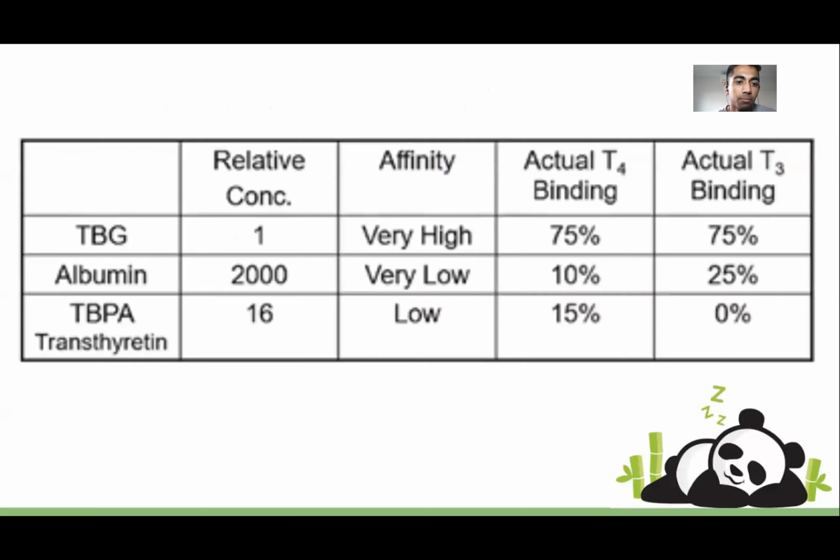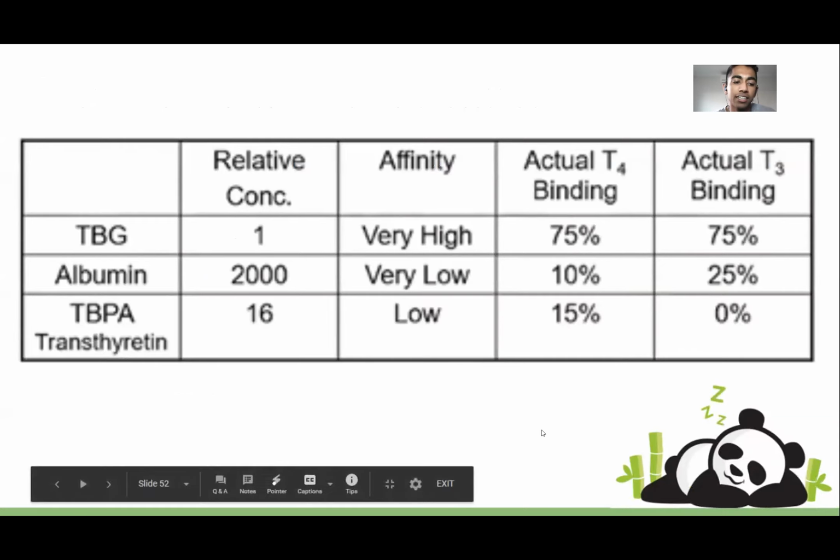Okay. This is a very blurry diagram, but a diagram nevertheless. But it basically just shows that even though we have high amounts of albumin, a lot more of our T3 and T4 is going to be binding to our TBG because it's got a high affinity for it. So a lot of it's just binding to our TBG. Albumin's relevant, but not that relevant. And DBPA is even less relevant.